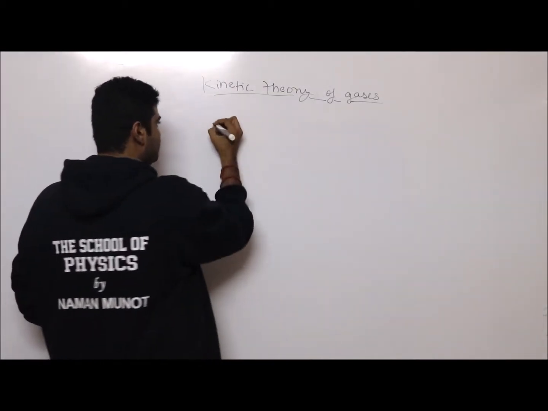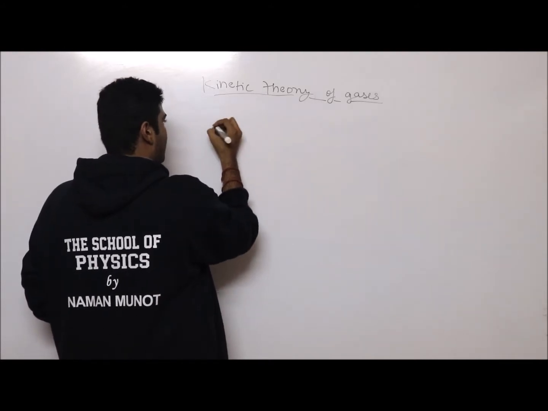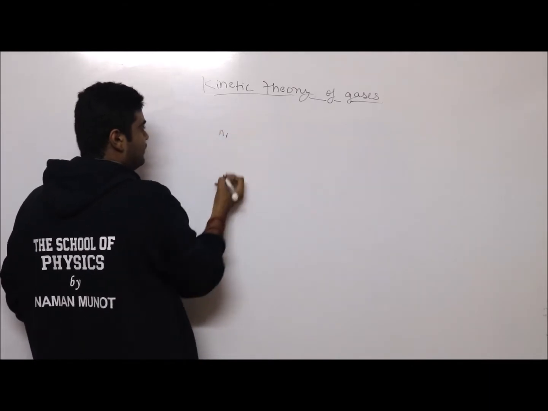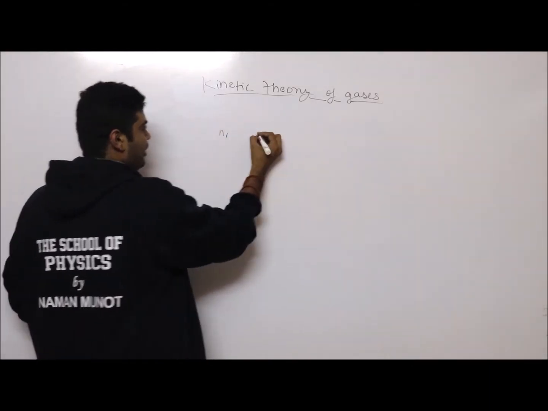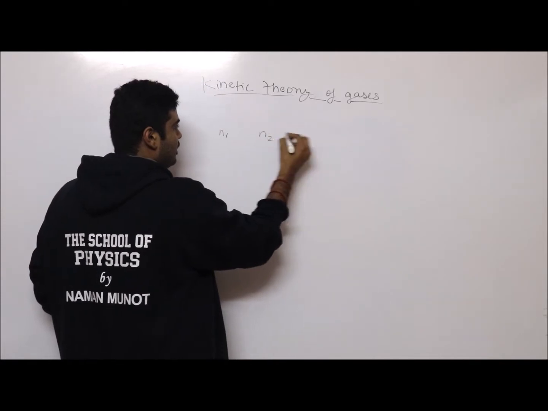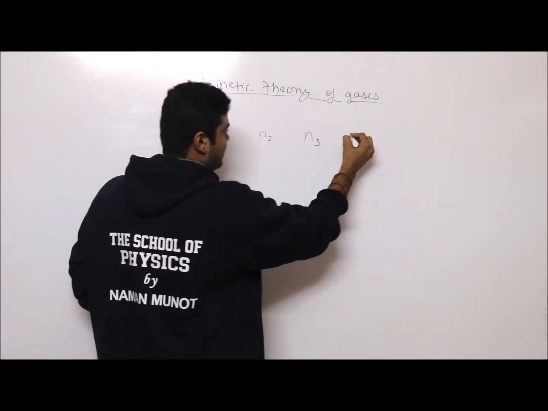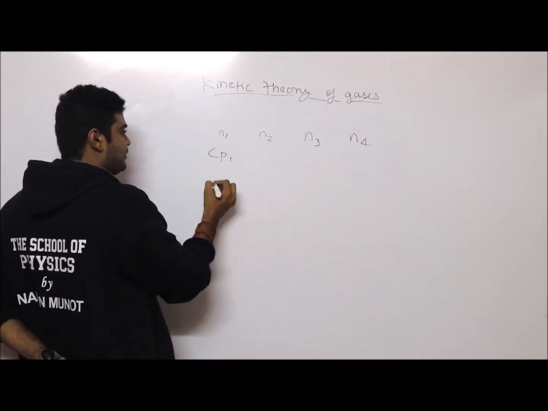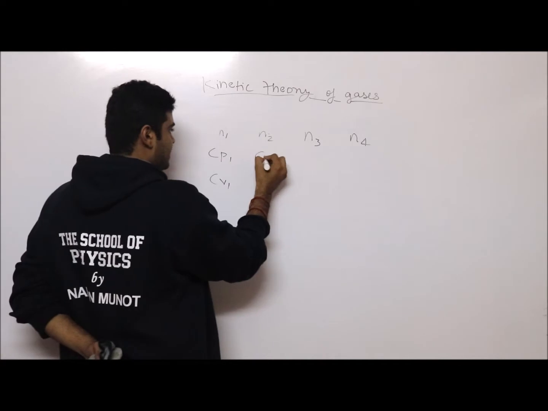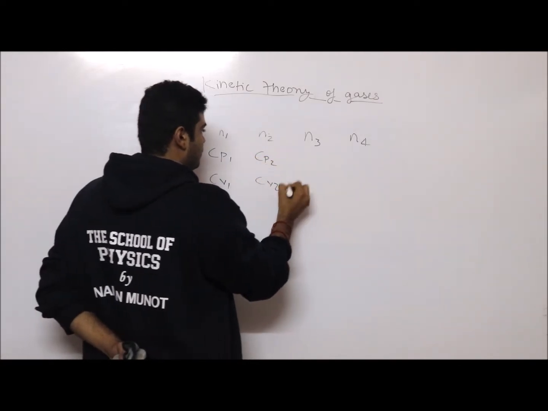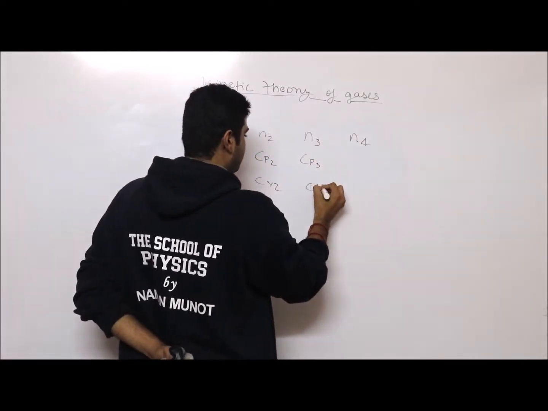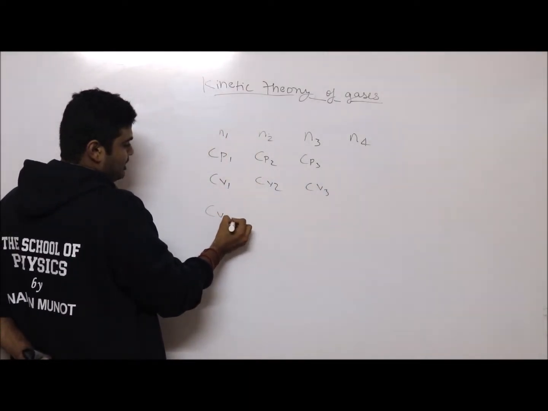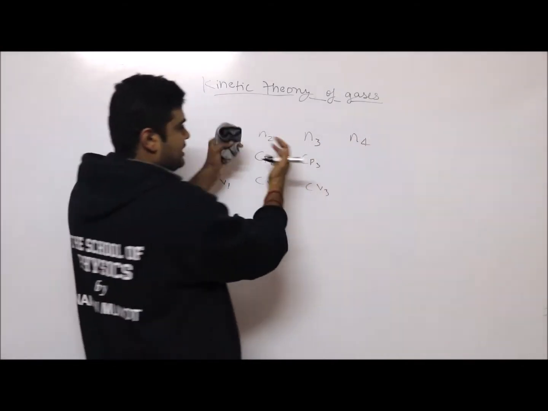For a mixture of gases, suppose I have a lot of gases: gas 1 with moles N1, gas 2 with moles N2, gas 3 with moles N3, gas 4 with moles N4, and so on. This gas has Cp1 and Cv1, then this has Cp2, Cv2, this has Cp3, Cv3. So Cv net of the mixture of these gases, suppose I mix all of these gases together.